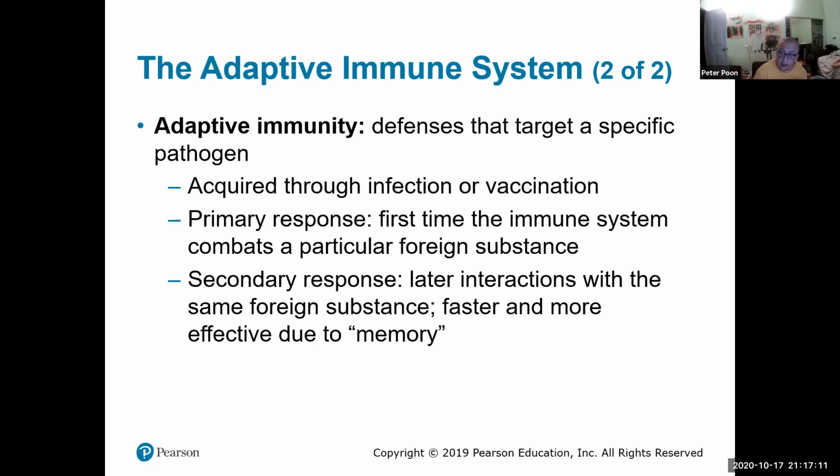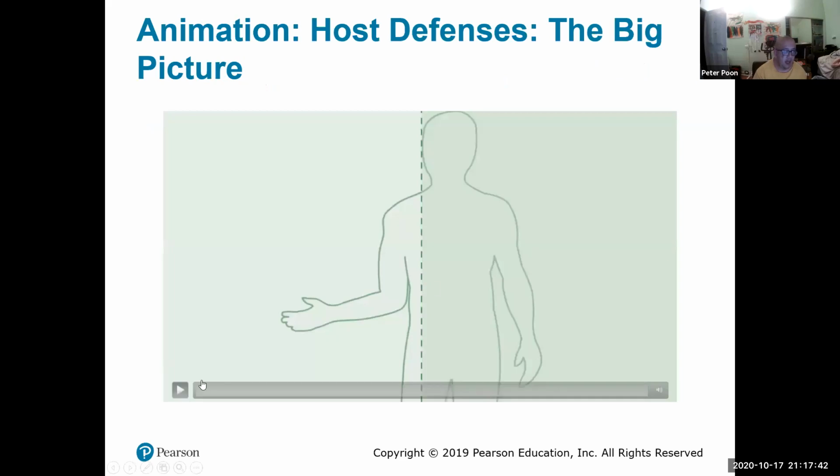One of the characteristics of the first two lines of defense is that it doesn't really care about what type of pathogen you really are. It treats viruses, bacteria, everything the same way. Now, you care very, very much about what type of pathogen you are. And so it requires infection or vaccination. And there is a big difference between primary response and secondary response. And I'll explain more about that in a little bit in the chapter.